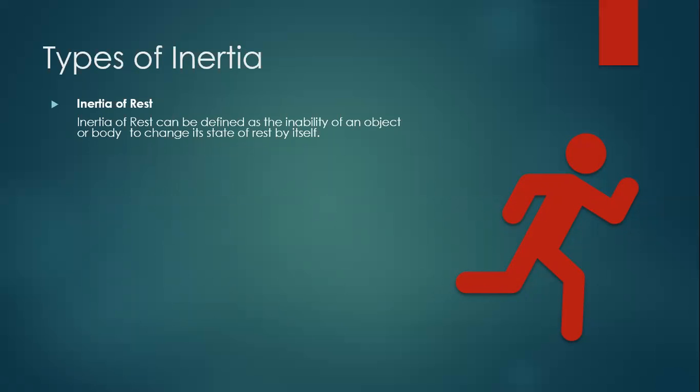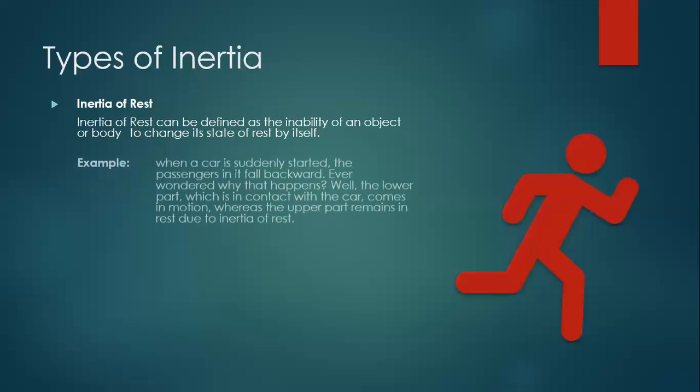Let's suppose we have a car and we have a truck. If you want to move both of them, obviously the truck will require a greater force to move because of its larger mass, because of its greater inertia. On the other hand, the car has a smaller mass than the truck, so it can be moved easily with great speed.